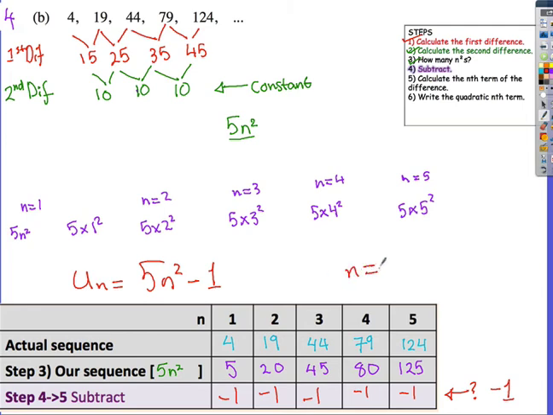Check. N is equal to 3. 3 squared is 9, times by 5 is 45, take away 1 is 44. Is the third term 44? Yes. N is equal to 4. 4 squared is 16, times by 5 is 80, take away 1 is 79. Is the fourth term 79? Yes, it is. So our sequence is 5n squared minus 1.